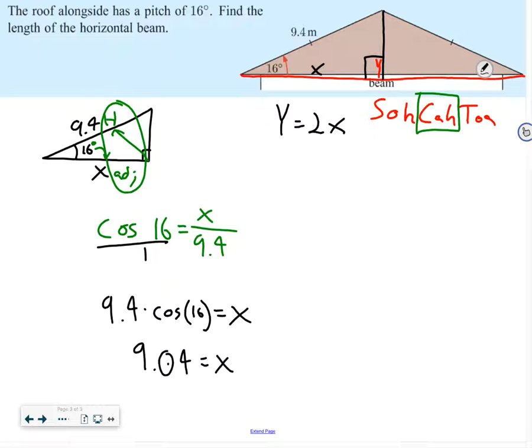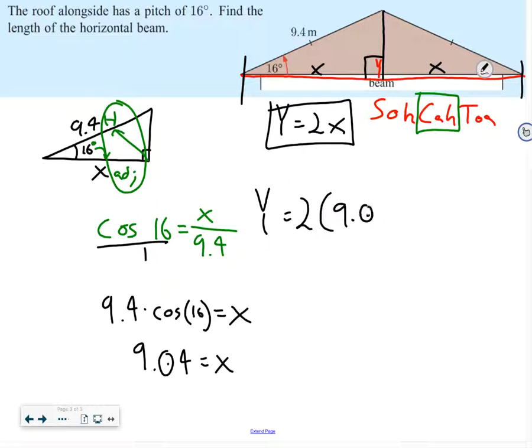To find the answer of the entire beam, since these are 2 congruent triangles, I know that it's just x and x, so y is equal to 2x. So y is equal to 2 times 9.04, which is equal to 18.08. As I'm here, I'm going to relate it back to the problem so I know I'm dealing with length. So this is meters.